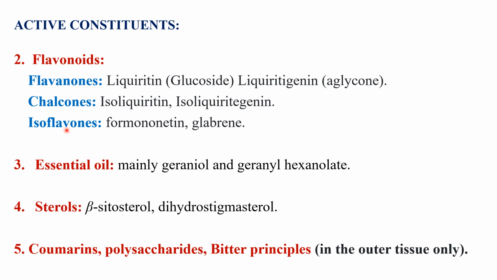Licorice also contains essential oil containing active constituents such as geraniol and geranyl hexanoate, sterols such as beta-sitosterol and dihydrosterols, as well as other constituents such as coumarins, polysaccharides, and bitter principles, which are present mainly in the cork or outer tissues. So in most cases, the licorice used in pharmaceutical preparations is decorticated to get rid of these bitter principles and improve the taste of licorice.